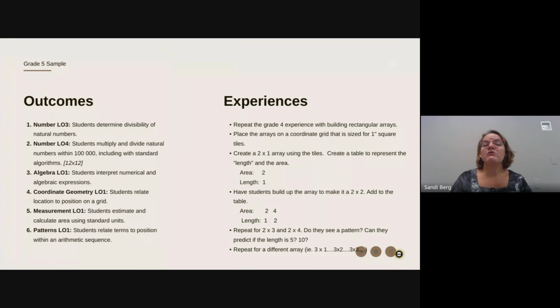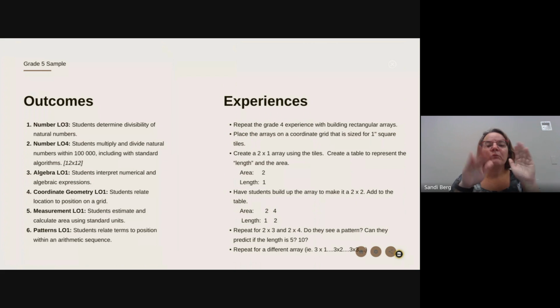So here are some of the experiences I came up with. I can do the exact same grade 4 experiences with building rectangular arrays, because that's still going to be about divisibility, multiplication and division. I'm giving away some of my outcomes here, but that's okay. I can create a 2x1 array using the tiles, and then I can create a table to represent length and the area of that array.